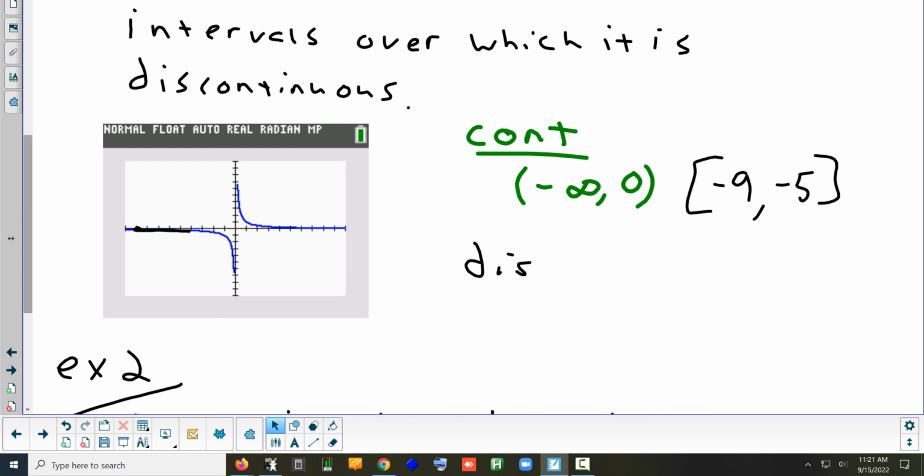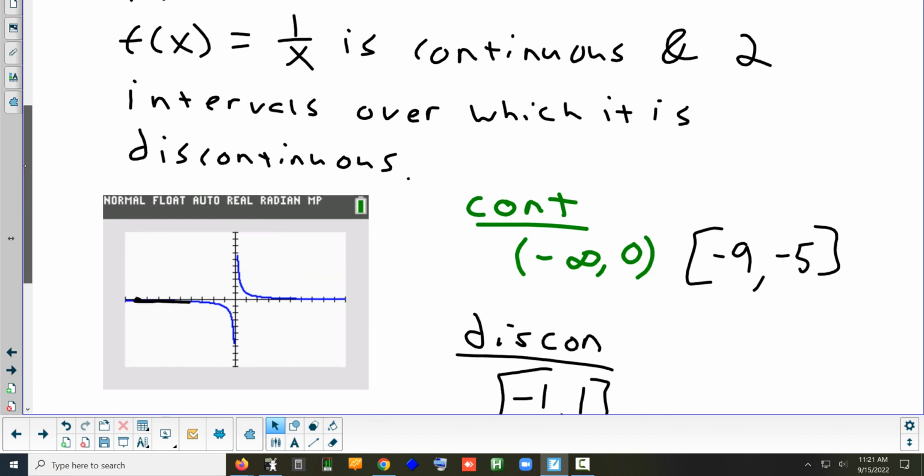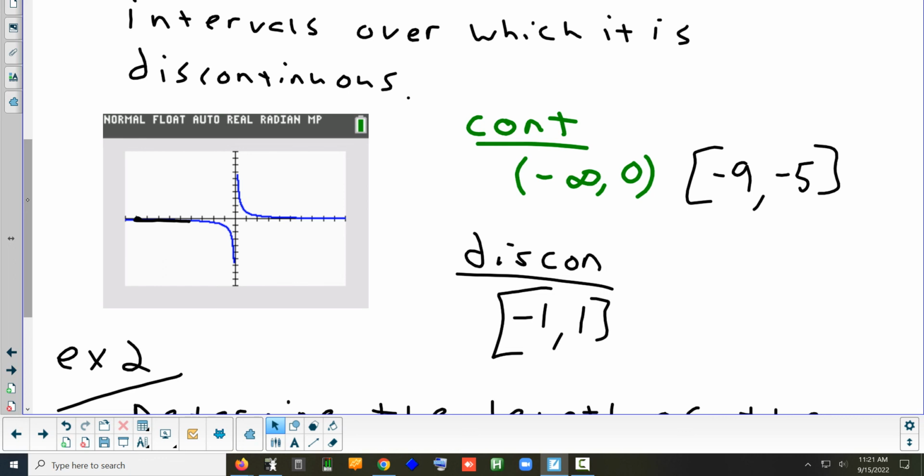How about discontinuous? Could somebody give me an interval where I would have to lift my pencil if you told me the start and the stop? -1. Yes. Whether it's open, closed, that doesn't really matter. But yes, any interval that passes through the number 0 in this problem is discontinuous. Because 0 is a problem. You have to lift and put it back. Any questions on that?